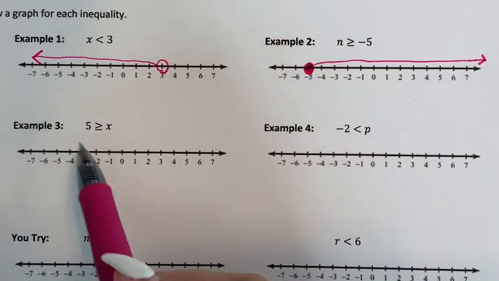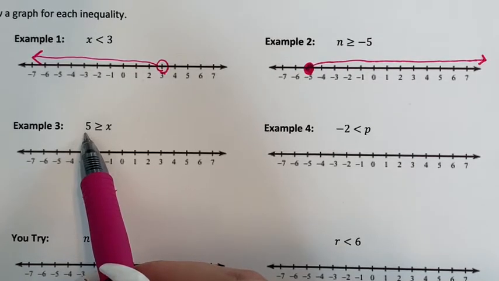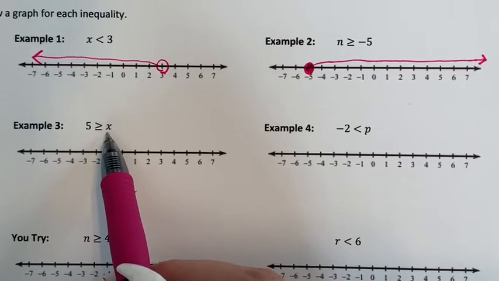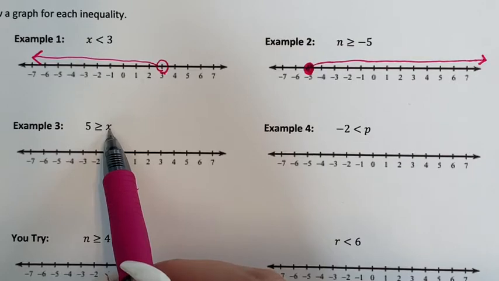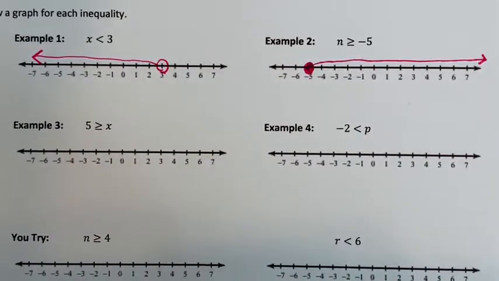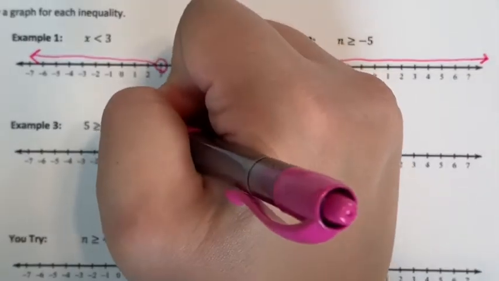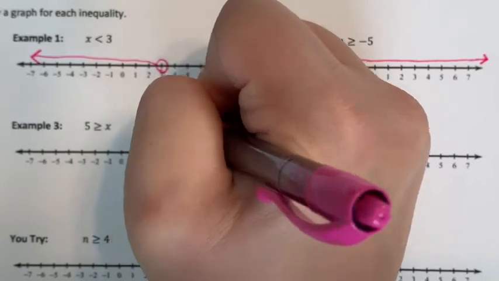Example 3 looks a little bit different because it's starting with the number and not with x. I mentioned you always have to read starting from the variable. So if you were reading this, you would read it x less than or equal to 5. And I think that is confusing. I would rewrite this, x is less than or equal to 5.